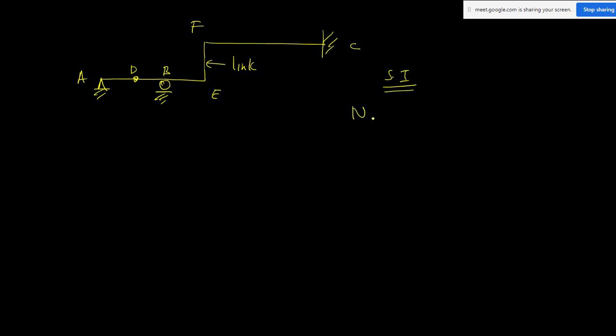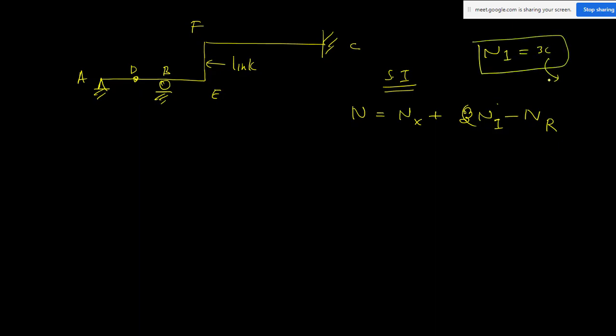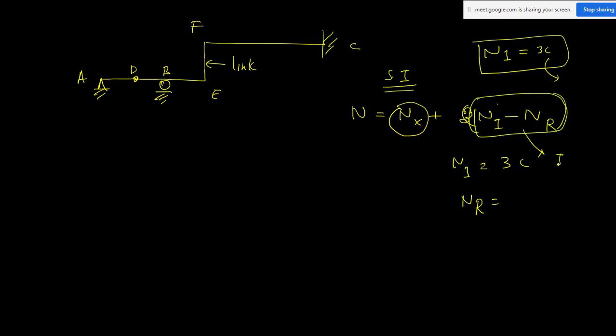So your static indeterminacy is equal to the external static indeterminacy, nx, plus ni minus nr. This ni equal to 3c I will explain after this, because I can explain it with the help of a frame only. It is actually internal static indeterminacy. Together, this is internal static indeterminacy. Ni will be equal to 3 times c closed loops. Nr is the force release. So first we can find the external static indeterminacy, and this much quantity together is the internal static indeterminacy.